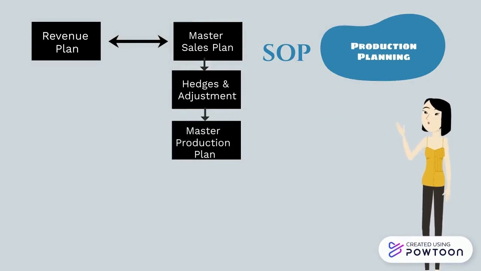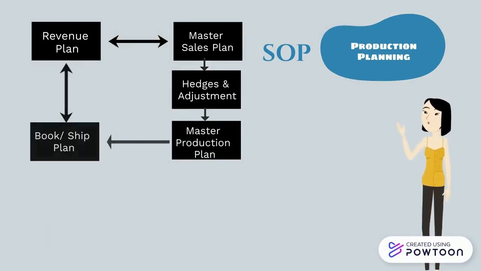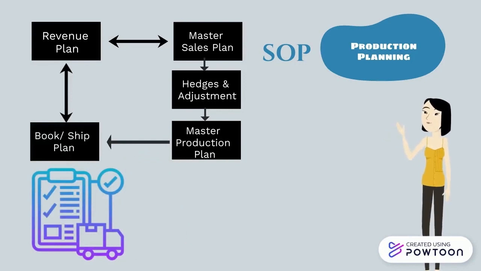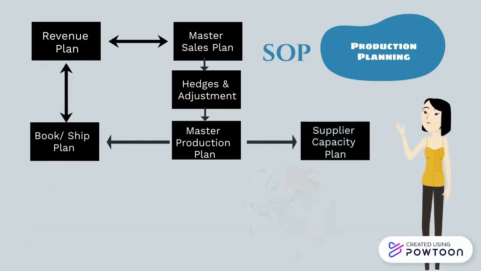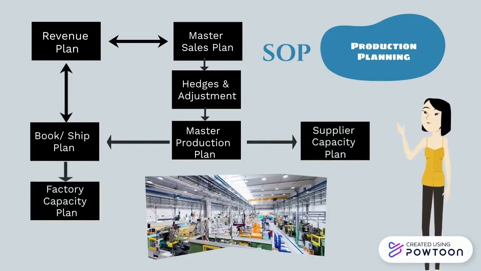Master production plan allows Dell to distinguish planning methods between materials that have strong influence on profit. Book-to-ship plan ensures that Dell is fulfilling customer orders in a timely manner. Supplier capacity plan to assess supplier capabilities. Factory capacity plan to manage Dell's work center capacity.